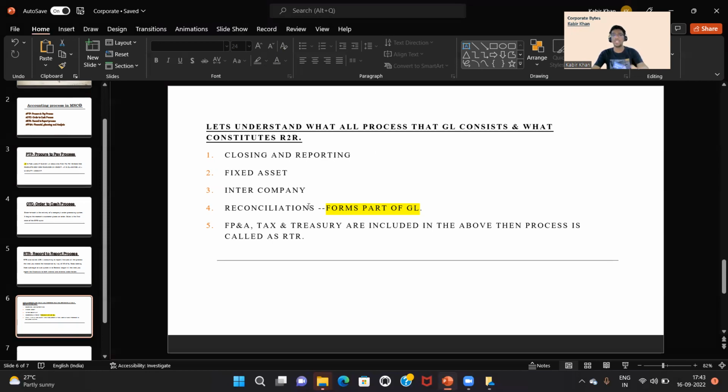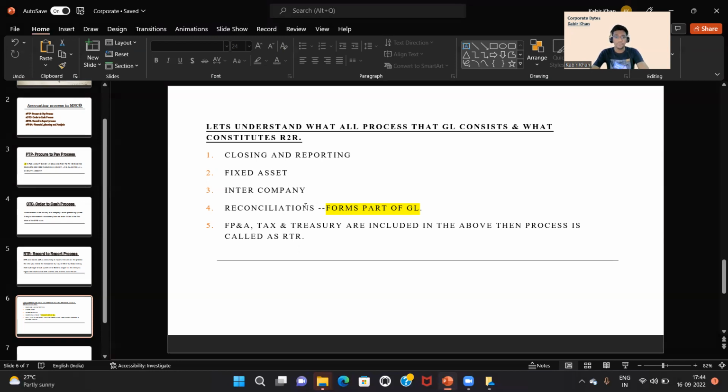So if the process has these four sub-processes, closing and reporting, fixed asset, intercompany, reconciliation, then we can say that the process is only the GL process, not the R2R. Again, I repeat, if the process has these four sub-processes, then we can say that these form part of the GL, the general ledger process.